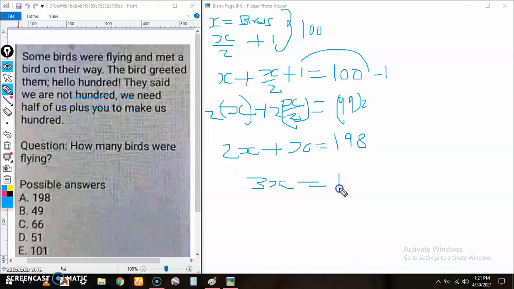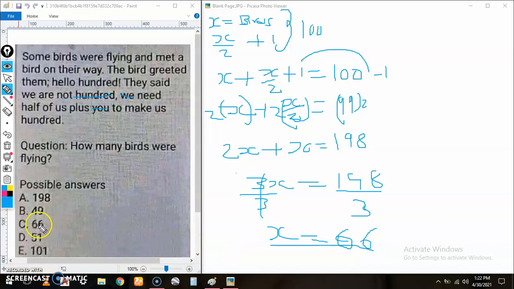which is equal to 198, right? So to have x, we need to divide by 3, and we divide by 3. So x is equal to 66. And that's the expression. So our x is 66.